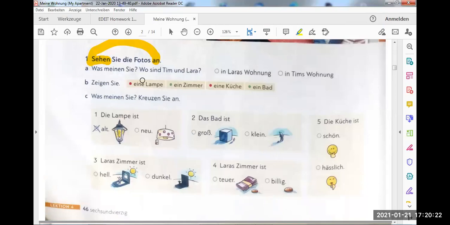Yes. Eine Lampe. So you can know that this is feminine. Ein Zimmer, you know this is not feminine, it can be der or das. Eine Küche, feminine. Ein Bad, das or der. Das meinen Sie. And die Lampe ist alt. Alt means old. Neu means new. Das Bad ist groß. Groß means big.